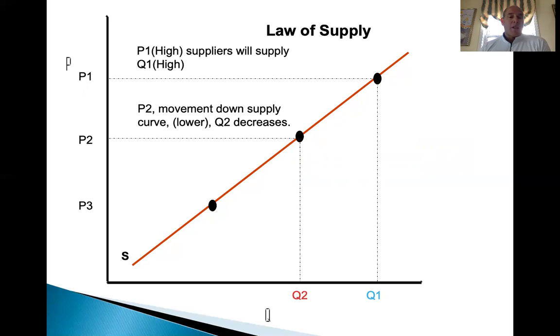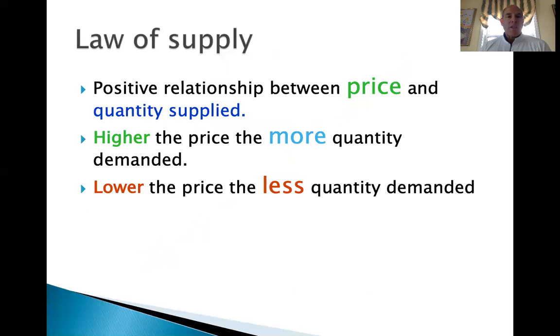And as the price shifts down even more at P3, I will produce even less. So the trigger for supply is the higher the price, the more I will produce. The lower the price, the less I will produce. So the relationship for the law of supply is a positive relationship with price and quantity supplied.